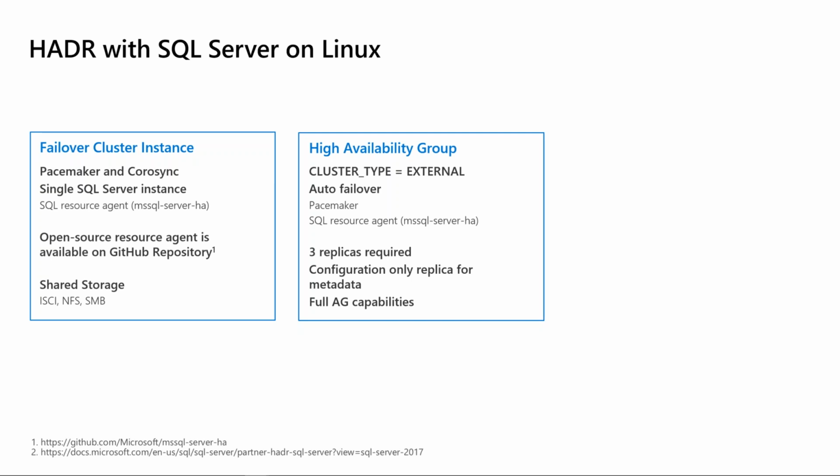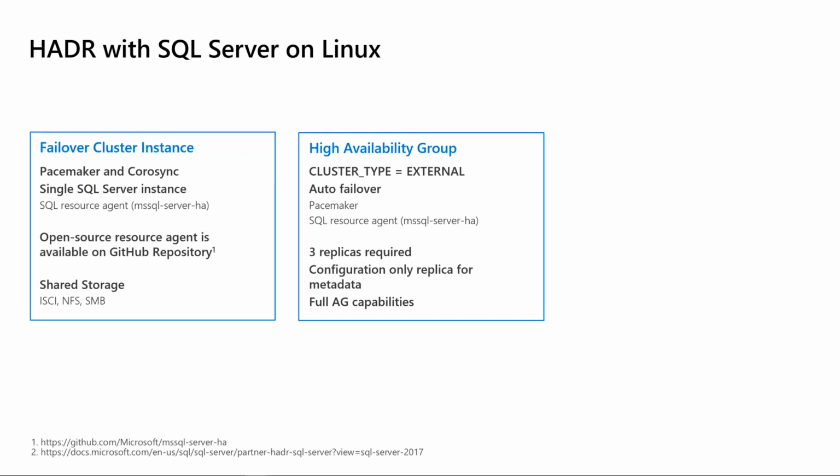There's a little bit of a difference here. Because of the nature of the way Pacemaker works, you're going to need a third replica to make this system work correctly and to support things like STONITH and the way they do quorum. So unlike Windows, you actually have to have 3 replicas involved to do a highly available availability group.